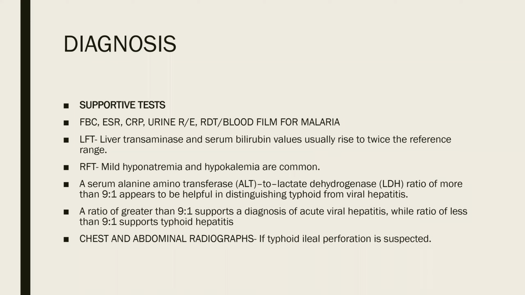And then there is a caveat. There's usually an ALT to LDH ratio, so if it's possible for you, do an LDH. There is typhoid hepatitis as well as acute viral hepatitis. So there's a ratio. If the ALT to LDH ratio is more than 9:1, it supports the diagnosis of acute viral hepatitis. And if the ratio is less than 9:1, it supports typhoid hepatitis. It will also be important to do chest and abdominal radiographs to look for evidence of typhoid ileal perforation.